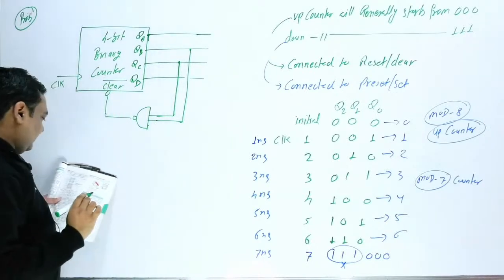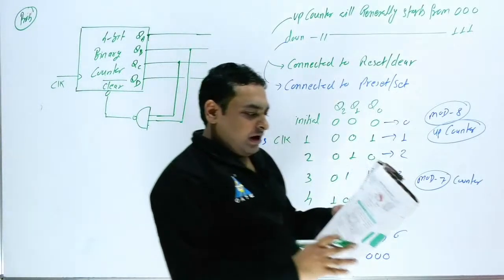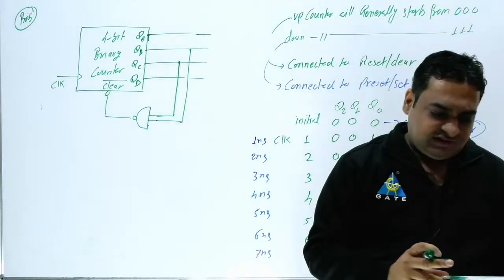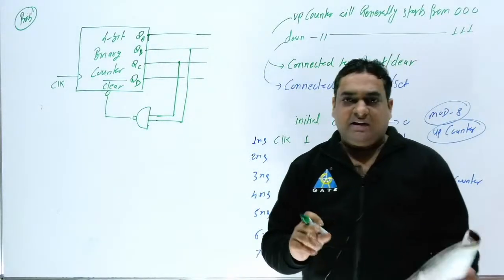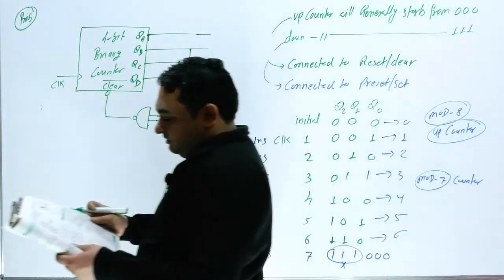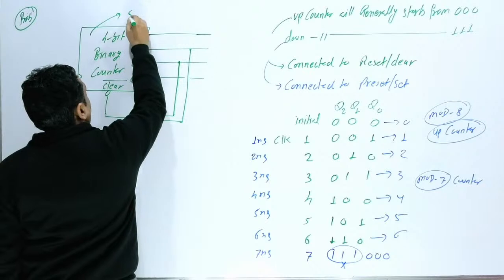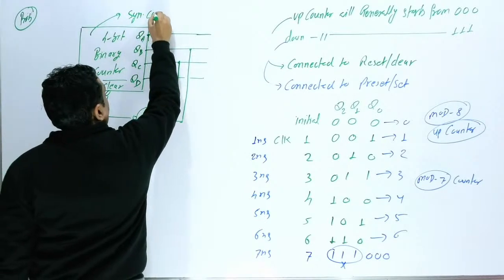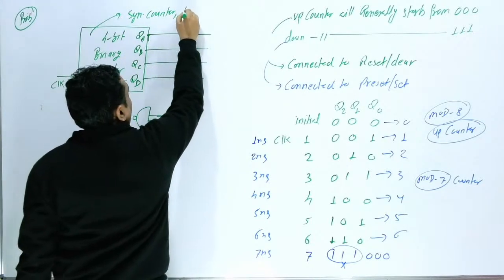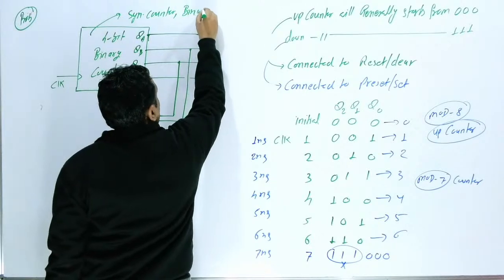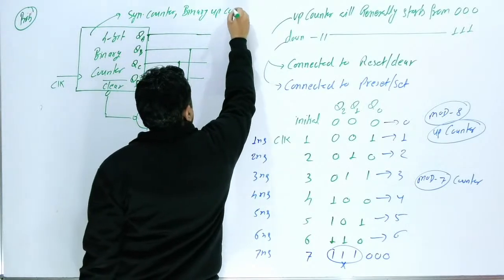Okay, and here they have mentioned a mod-n counter using a synchronous binary up counter. They have mentioned that this counter is a synchronous counter, and this is nothing but a binary up counter.